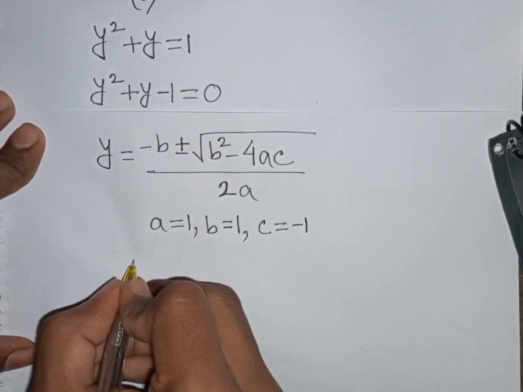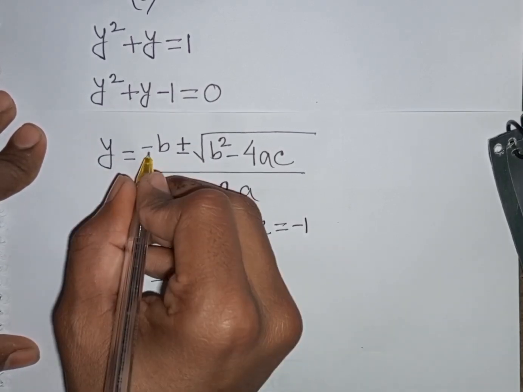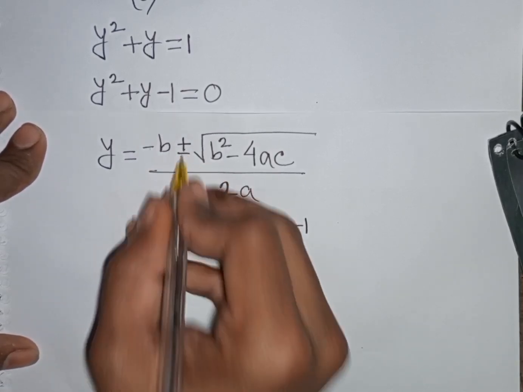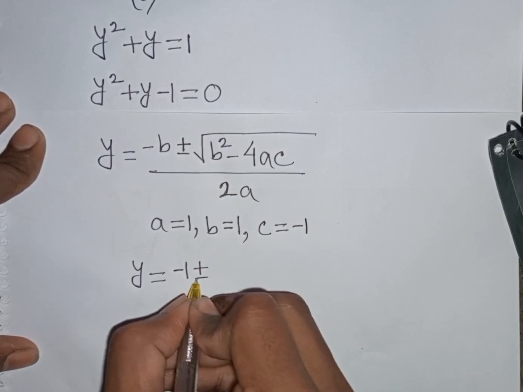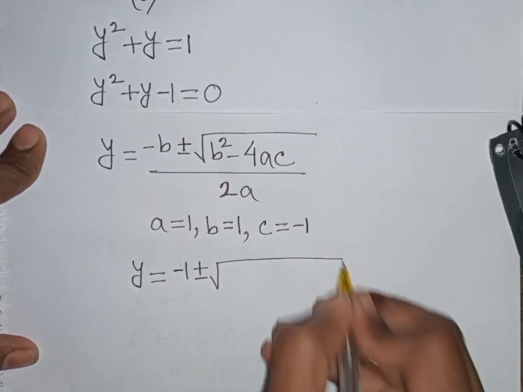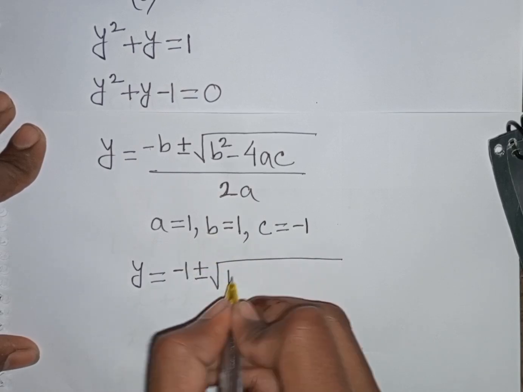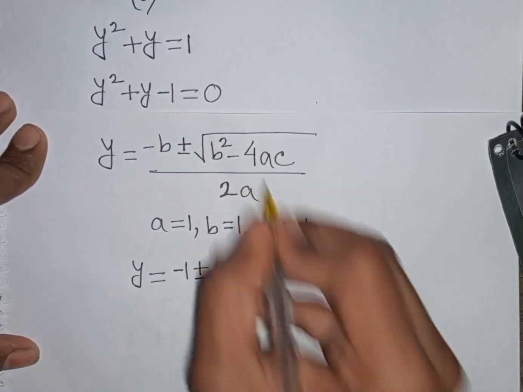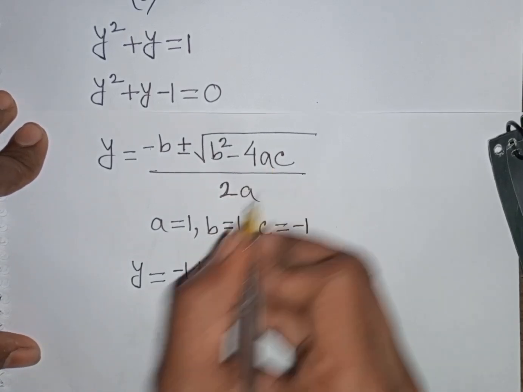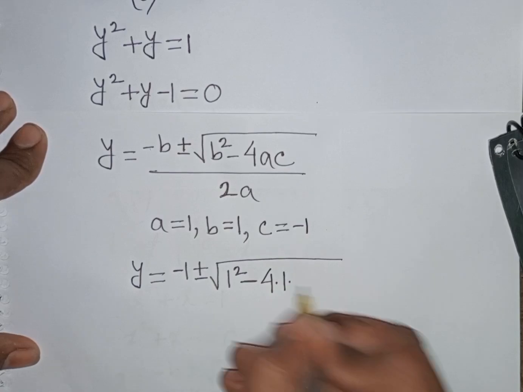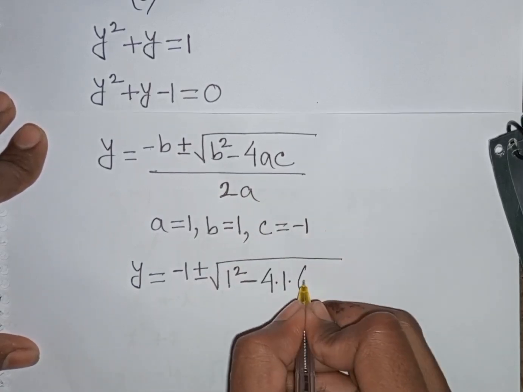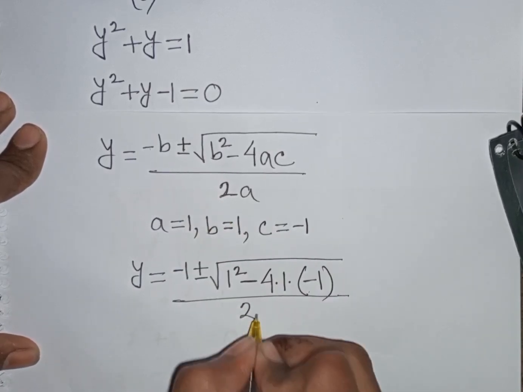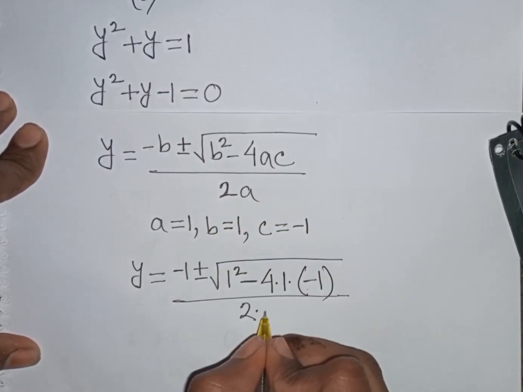Now we can write here y will be equal to minus b, that means minus 1, then plus or minus a square root of b square, that means it will be 1 square, minus 4 times a, that means 1, times c, that means negative 1. So, bracket negative 1, then divided by 2 times a, that means 1.